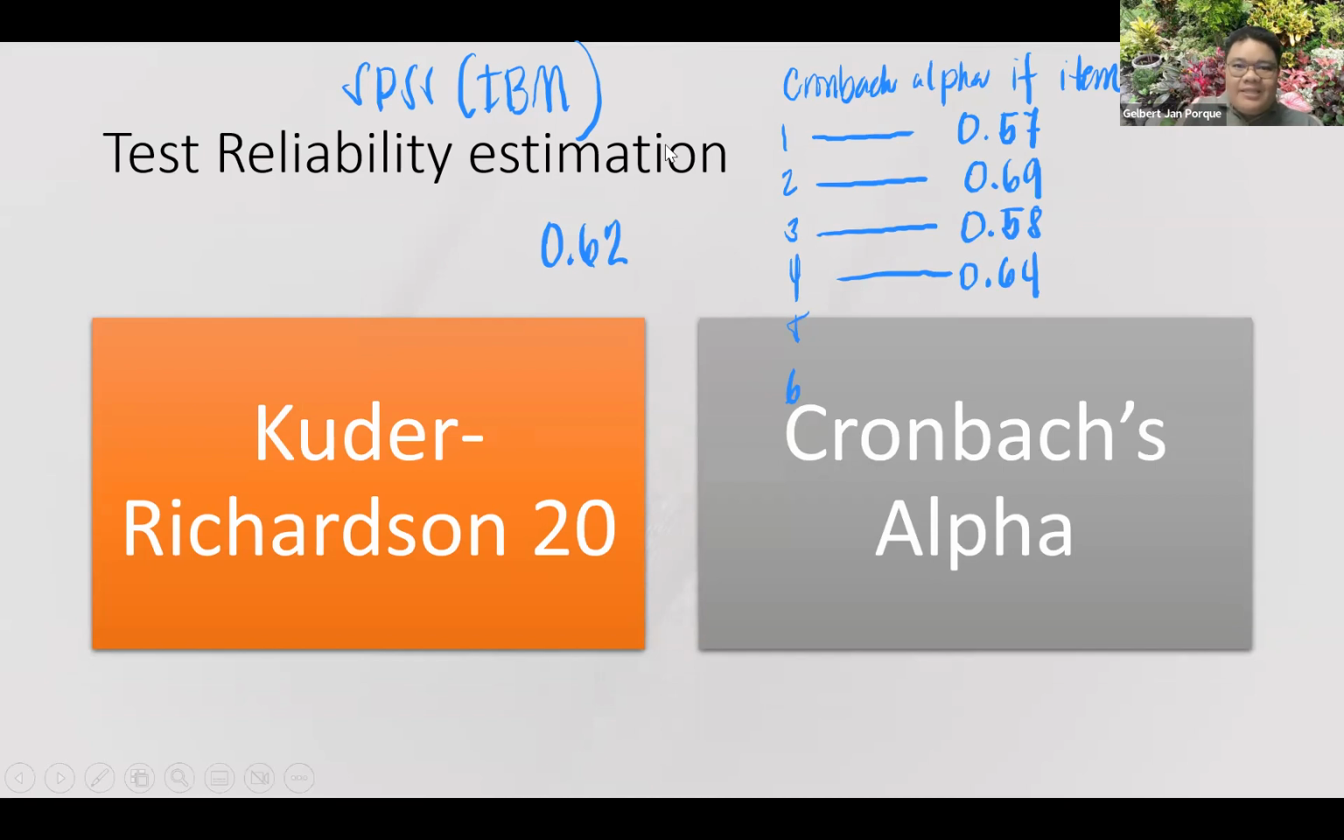Sige na, will it be item number 2? Okay, so class, you will be deleting item number 2. Because class, once you delete item number 2, tataas agad yung Cronbach Alpha mo to 0.69. That gives you a signal that there's something wrong with item number 2. Okay? Sir, delete ka agad kasi sabi ni SPSS, Cronbach Alpha if item deleted. Sige, i-delete. Okay? Hindi ganon, ha?